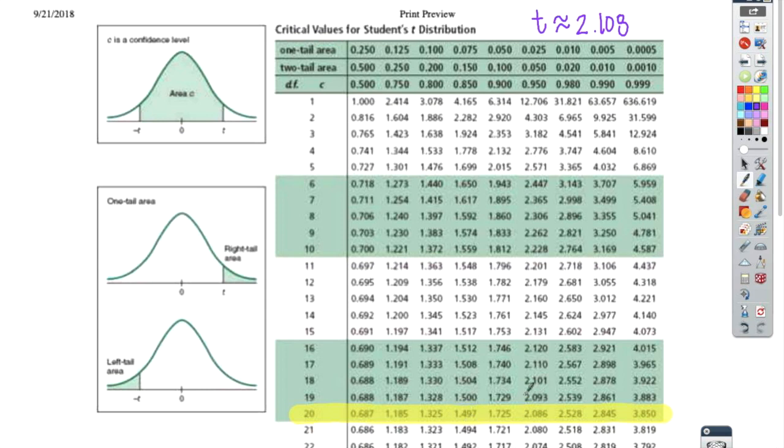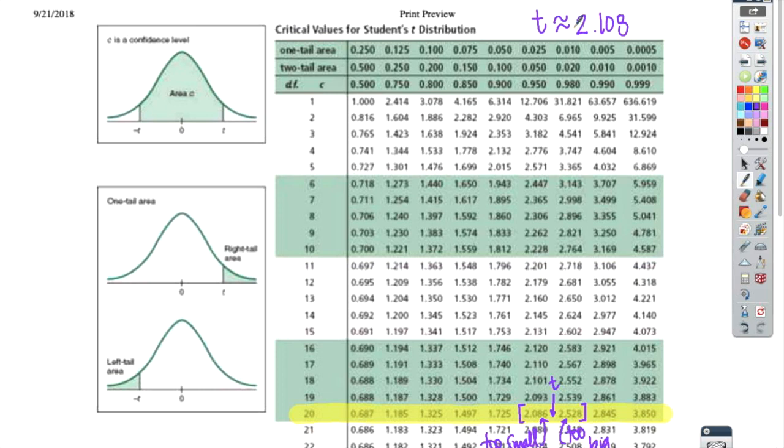1.497, too small, 1.725, too small, 2.086, also too small, and 2.528, too big. It's almost like my actual t value would go right between these two. It's somewhere between 2.086 and 2.528. I've got a too small on one side, and I've got a too big right here on the other side.